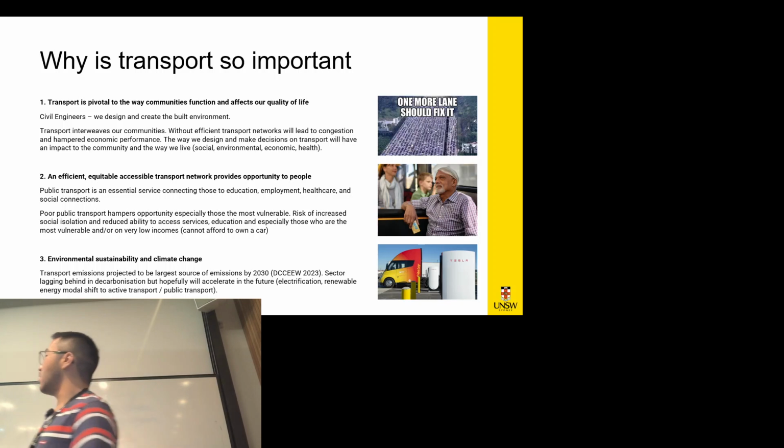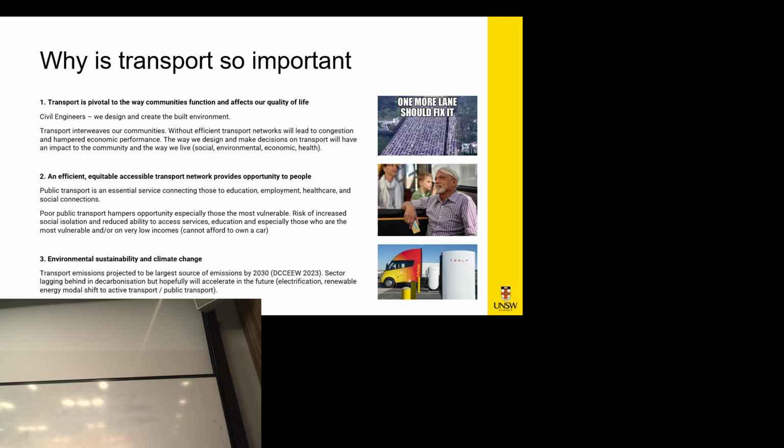There are 3 main reasons why we need to study transport as an engineer. One, transport is so pivotal in the way communities function, and it really affects the quality of life. As civil engineers, we design and build the built environment, and transport interweaves our community. It gets people from place A to place B. Without efficient transport networks, it will lead to congestion and hampered economic performance. Those are some simple examples. The way engineers design and make decisions on transport will impact the community and the way we live, whether social, environmental, economic, or health.